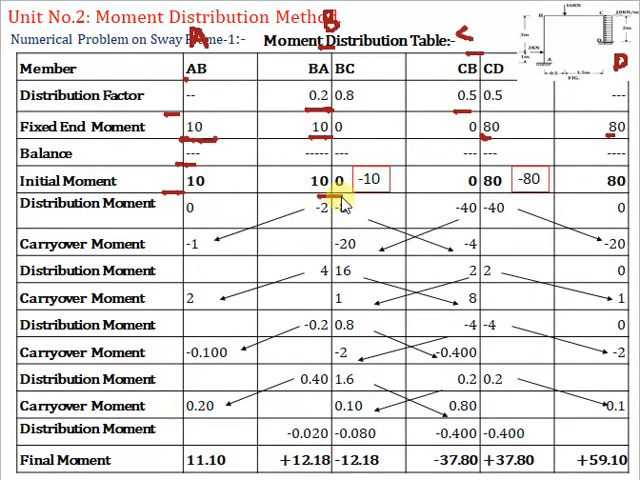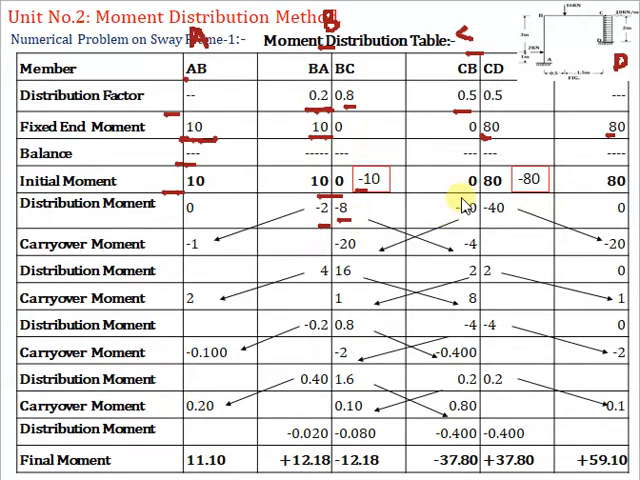Now at internal joint B, the moment BA is 10. So to come up to the 0 moment or equilibrium condition, we have to apply the correction -10. So -10 into distribution factor 0.2, we have -2 distribution moment. -10 correcting moment into 0.8 distribution factor, we have distribution moment for BC equal to -8.